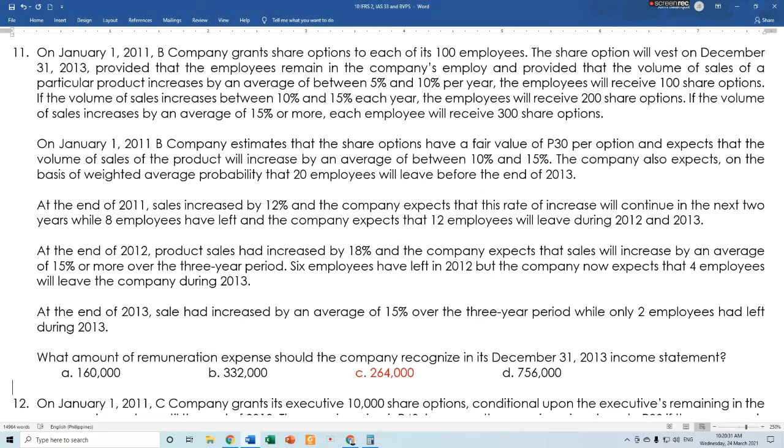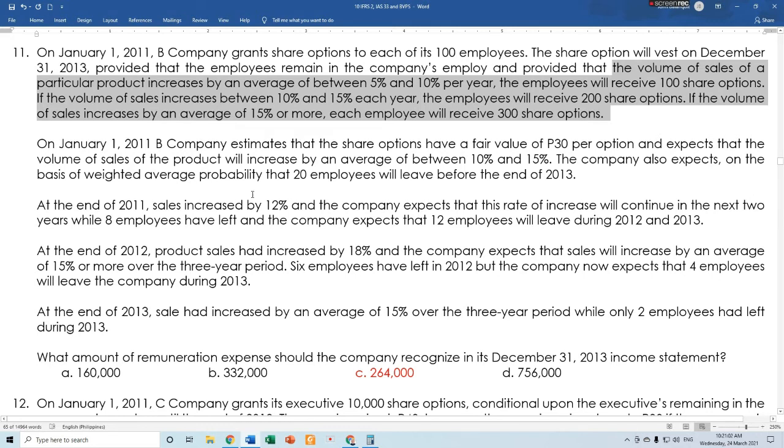Kapag yung volume of sales is between 10 to 15% per year, ang matatanggap naman nila 200 share options. If the volume of sales increase is 15% or more, then it's going to be 300 share options. So, itong mga to, yung unang binigay sa'yo, yung mga increase, these are non-market performance conditions. Okay? Itong mga volume na to, non-market yan.